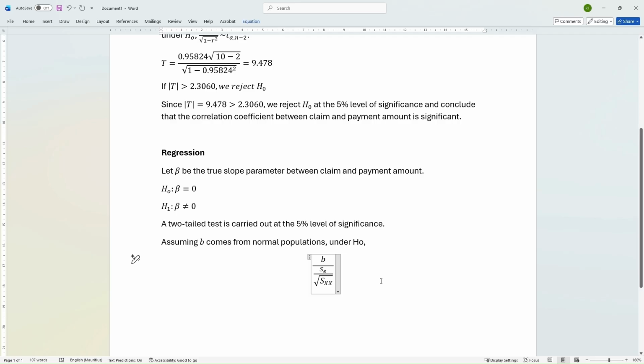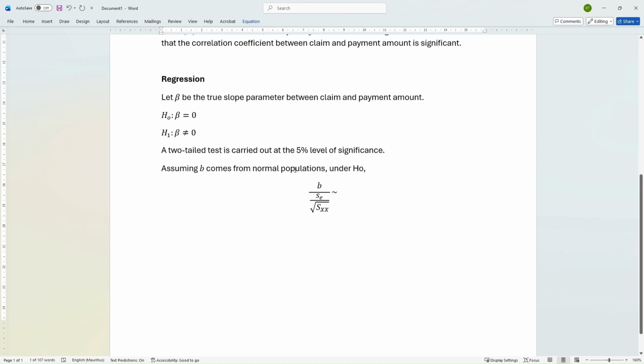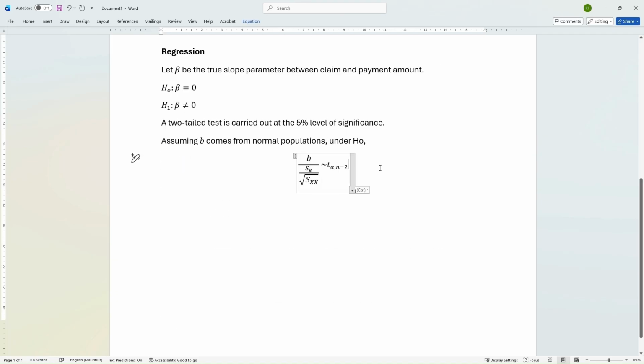Assuming that B comes from a normal population, our test statistic is obtained by the point estimate, subtract the beta, but beta under H0 is equal to 0, that's why I'm not writing it, divided by the standard error of B. The standard error of B is the standard error of the residuals divided by the root of the sum of squares of X, as you are seeing. So our next step follows the same t distribution, like what you have done in correlation. There is a very strong similarity between these two results. So let me compute the t.